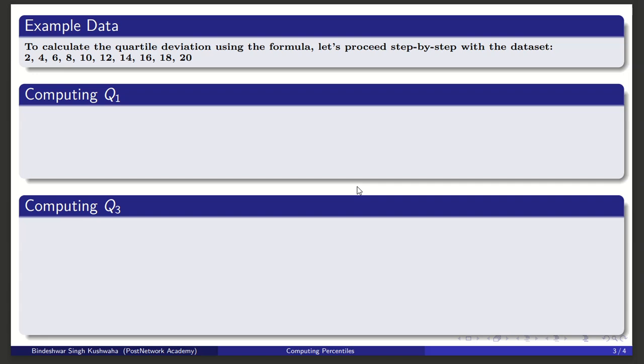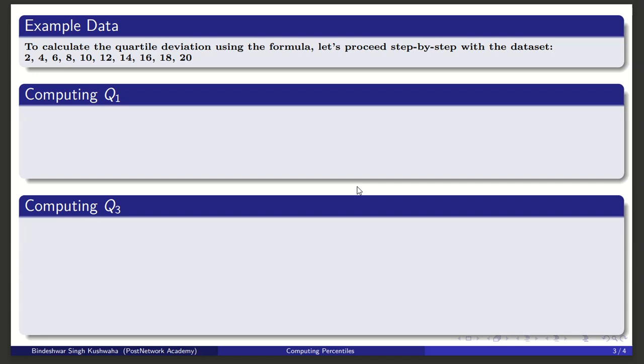Quartile deviation, also known as semi-interquartile range, tells us how concentrated the middle half of our data is. Unlike standard deviation, which can be heavily affected by outliers, quartile deviation is more resistant to extreme values. I will show you. This makes it especially useful in data science where data sets can be skewed or have outliers.